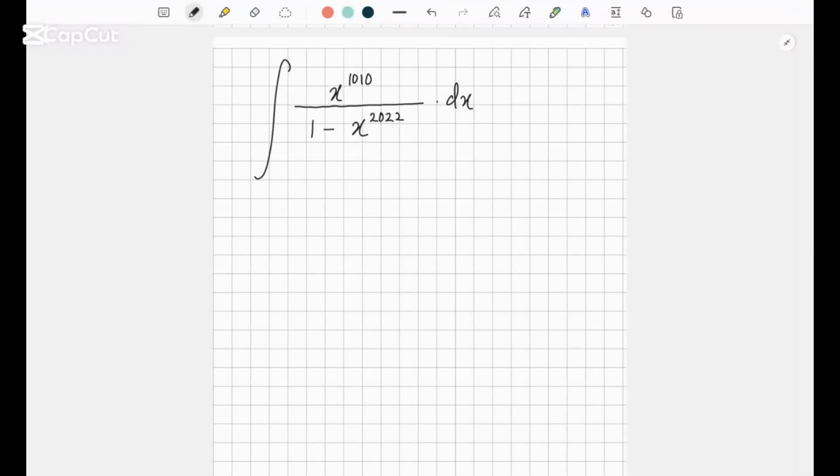Hi everyone. So this is an MIT question. It's really easy. All you have to do is write it in a different format.